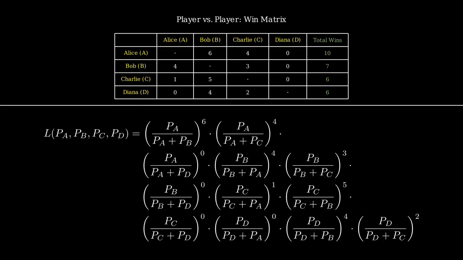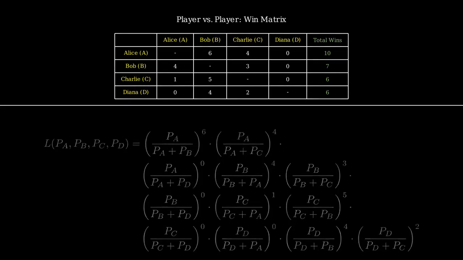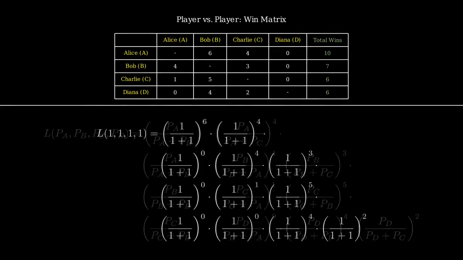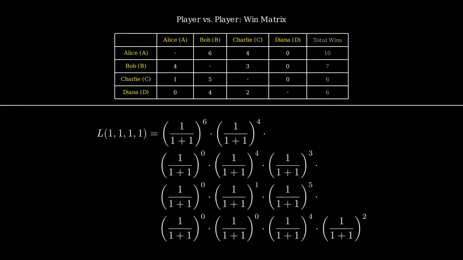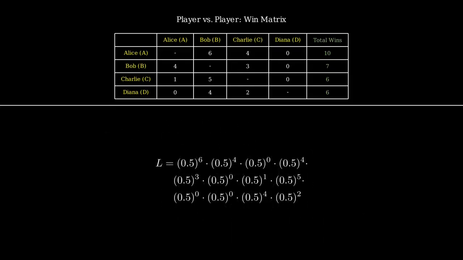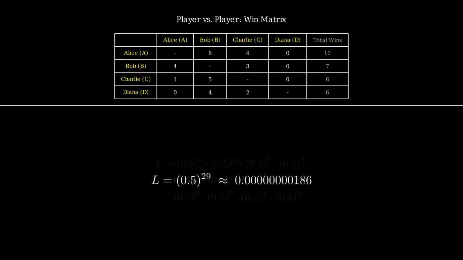Now let's assume all of the players have the same strength. They are all equally strong at 1. We replace all of their strengths with 1, and that simplifies to 0.5. As you can see, 0.5 to the 29th power is a very small number. So it's very unlikely that they are all equally strong.